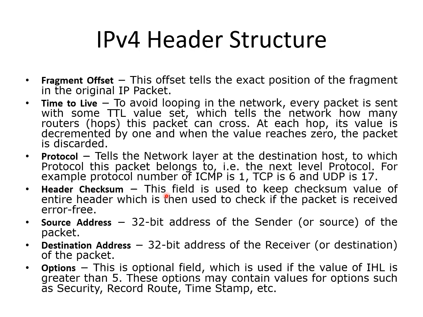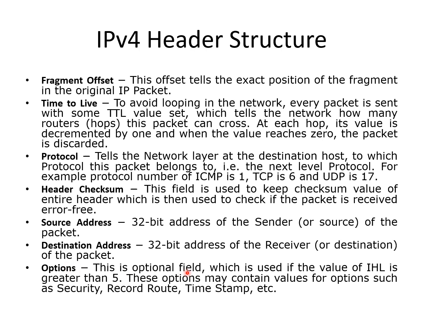Header checksum. This field is used to keep the checksum value of the entire header, which is then used to check if the packet is received error free. Means header checksum is basically used to determine whether the packet is received error free or not. Source address is basically a 32-bit address. It is the address of the source of the packet. Next one is destination address. It is the 32-bit address of the receiver.